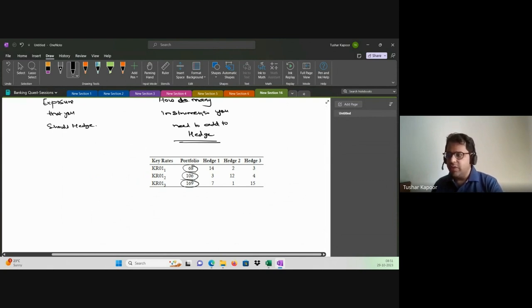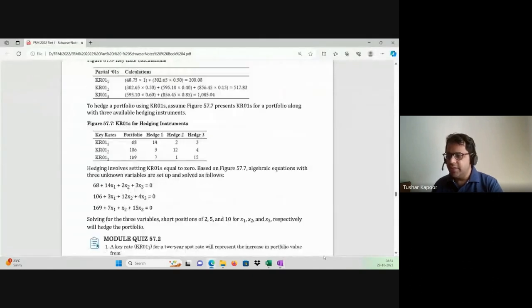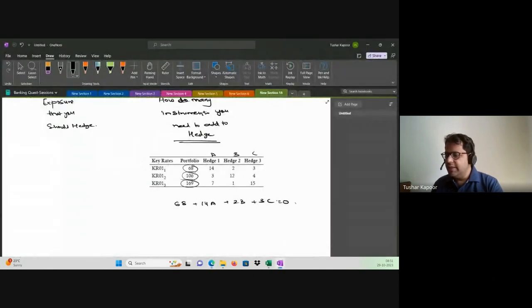Overall, what do you want? That when this portfolio loss, this is a portfolio loss actually, is combined with this hedge 1, let me call it A, B, and C, when this is combined with 2 of B and when this is combined with 3 of C, this should give you a zero exposure. It means your losses should be covered, right? This is what we mean to say, right? Exactly what is here. Then we say 106 plus 3A plus 12B plus 4C is equal to 0.